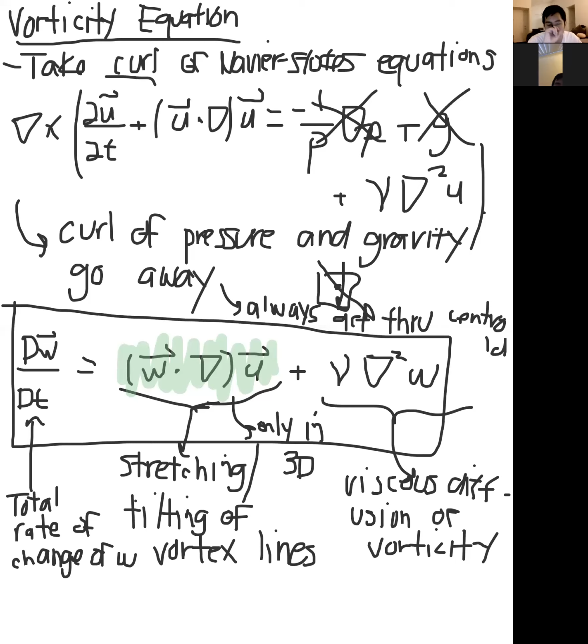So for homework problem 3B, what I want you to do is not solve the vorticity equation. I'm giving you a solution to it, and I want you to plug that solution into the vorticity equation and verify that it's a solution. Any questions on this?